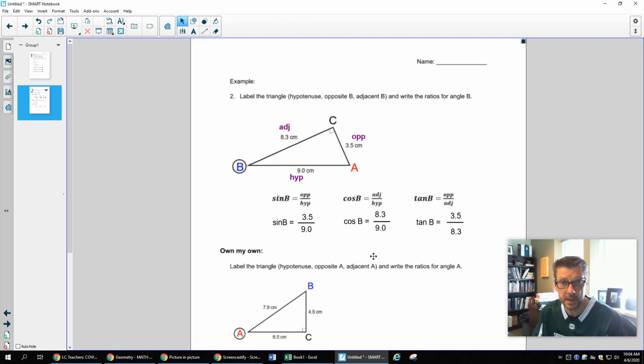Every angle in a right triangle, well, not the right angle, but the other two angles, A and B, both have special ratios: a sine ratio, a cosine ratio, and a tangent ratio. And today's lesson is just about making sure we can label the sides of the triangle properly and write the three ratios. And then in the future, we're going to talk about finding angles and finding sides. All right, you've got some work to do.